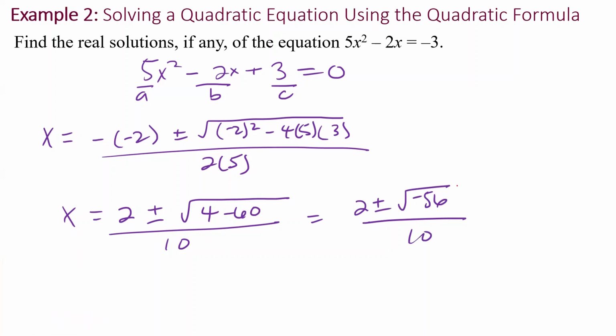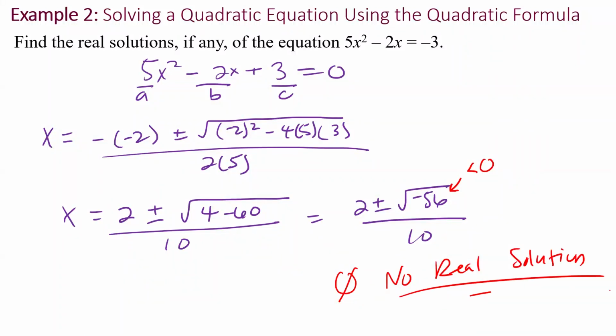It says to check your discriminant before you go on. What do I know about my discriminant? It's negative. It is less than 0. And because it's less than 0, do I need to go any further? No. When your discriminant is less than 0, that automatically means that there is no real solution. Got it? Yes?